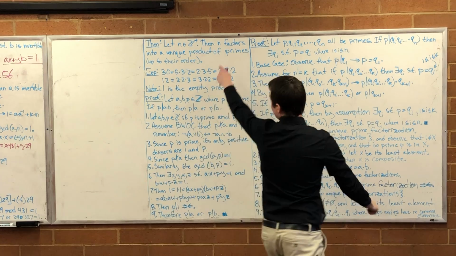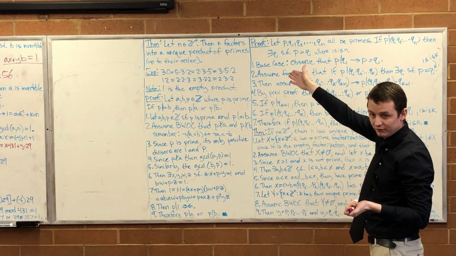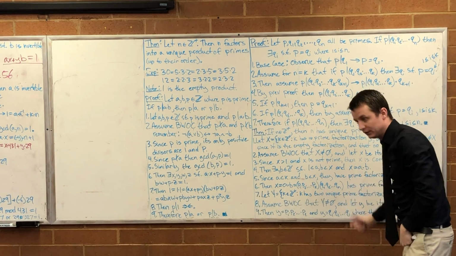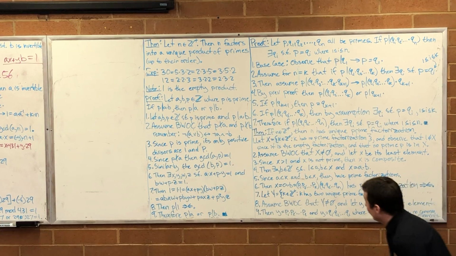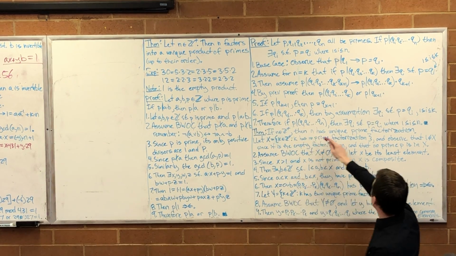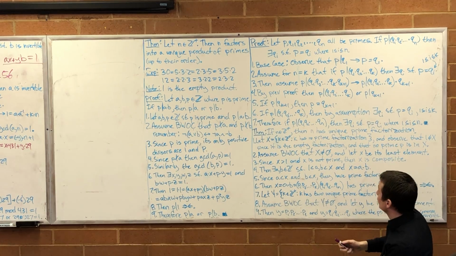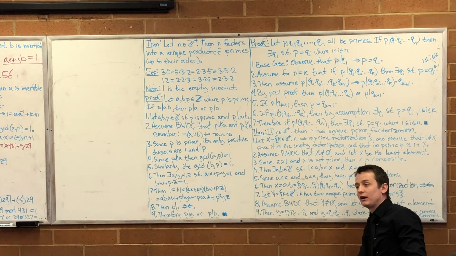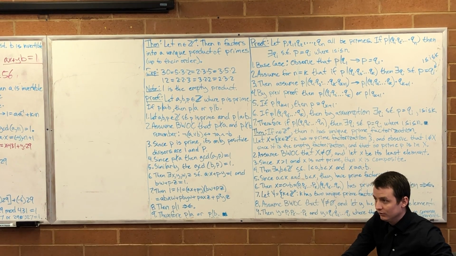Alright, proving this. Before, we just stated the fundamental theorem of arithmetic, now we're proving it. So, proof. If n is a positive integer, then n has unique prime factorization. That's what we're proving. First, we're going to prove that it has a prime factorization. Then we're going to prove that that prime factorization is unique. So we're starting out with just that it has a prime factorization.